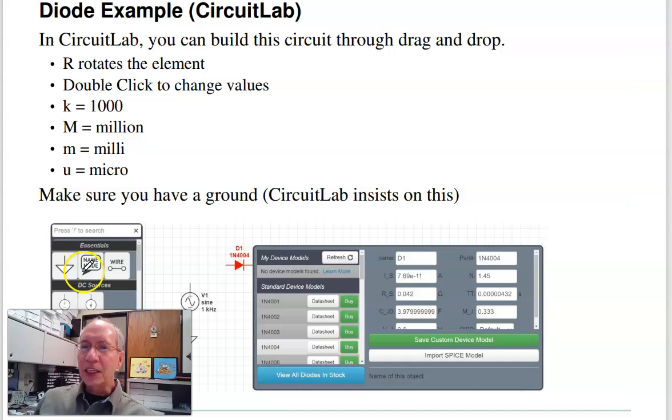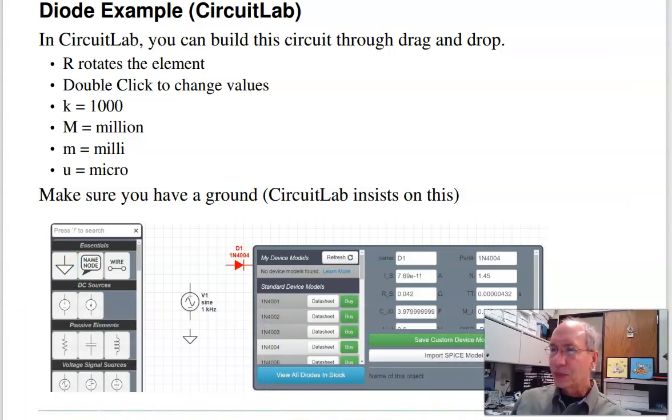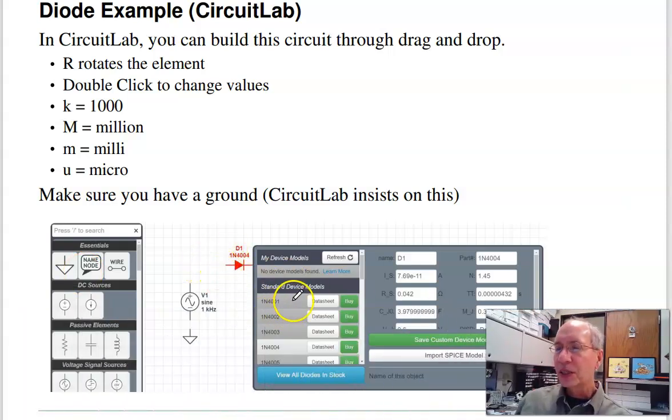If you take a diode in CircuitLab, like here's a diode, double click on it, there's a bunch of different diode models for it. These are the nonlinear models for it. This defines the exponential relationship. So you can modify these if you want, or just click on different diodes. The main one that we use is the 1N4004. That's a generic silicon diode.